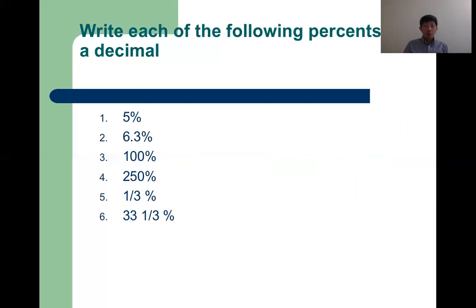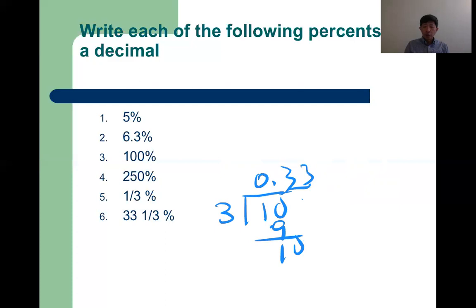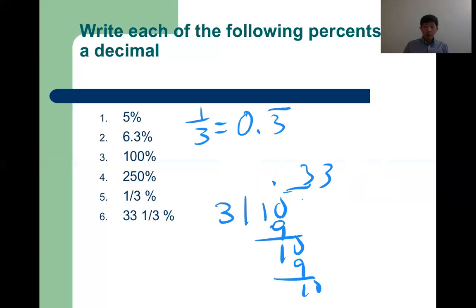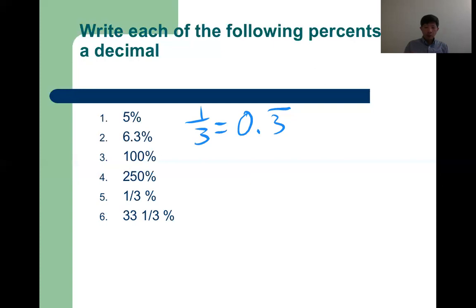Next, 1/3%. Now, we can convert 1/3 to a decimal, right? So we take 1 divided by 3. We still get a remainder: 9, 0, and 3, 9, and 1. So 1/3 actually is what? 0.3 repeating, right? So now it is 0.3 repeating percent.